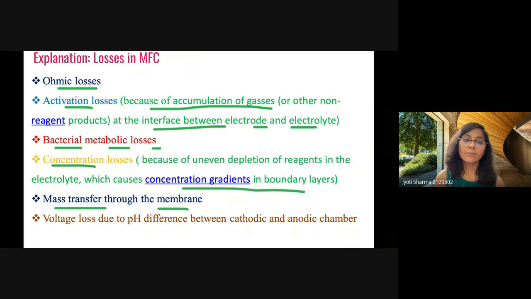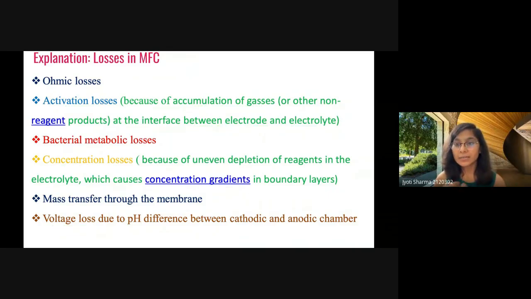the membrane. And we also have voltage losses due to pH difference that we have in the cathodic and the anodic chamber. Okay, so these are different losses that we will have, and according to which we have to see how much electricity will be generated, because we have different losses in the voltage.